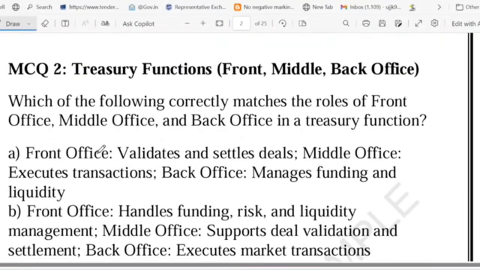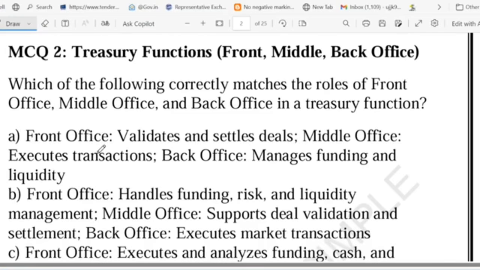Now friends, have a look at the second question, which is based on the treasury function. I have also bifurcated the topic name for your easy understanding. This topic is super important because questions are most frequently asked on it. So the question is, which of the following correctly matches the role of front office, middle office and back office in the treasury function? You can see options are given.